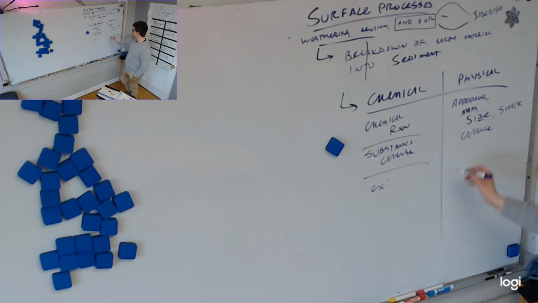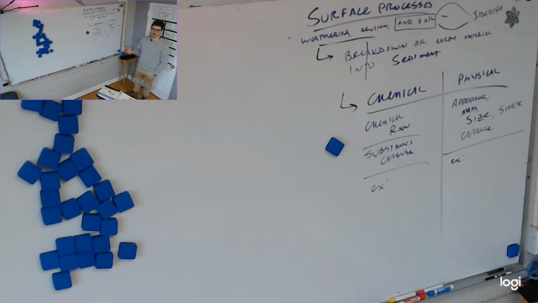So for instance, if we have iron pyrite, which is FeS, iron sulfide as a crystal, and it undergoes physical change, what would be an example of physical change? It doesn't matter that it's iron pyrite, but what could I do to it? What could I do to cause physical weathering to the iron pyrite? Pick it up and move it. That would be erosion. But how could I break it down physically?